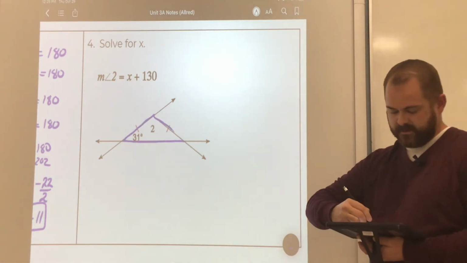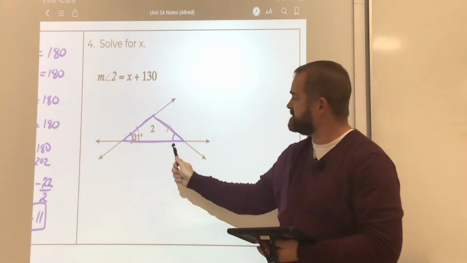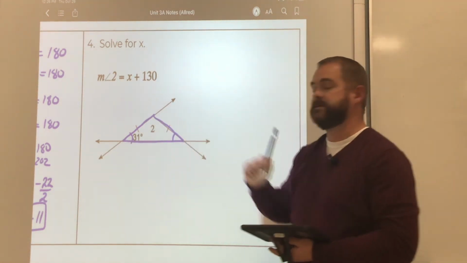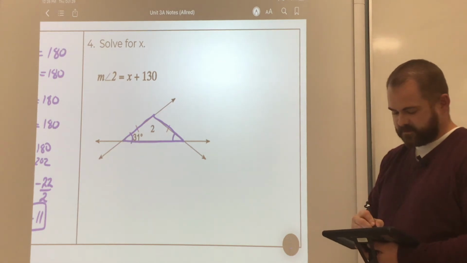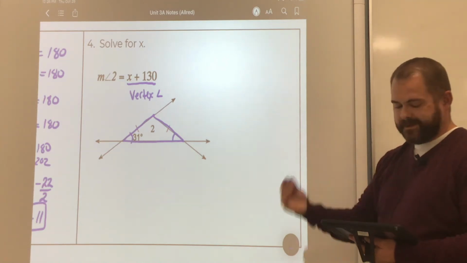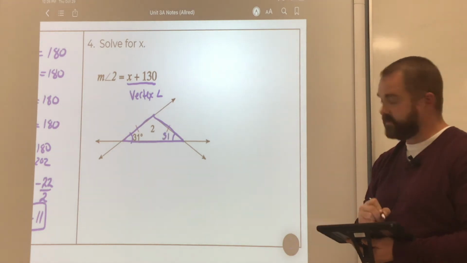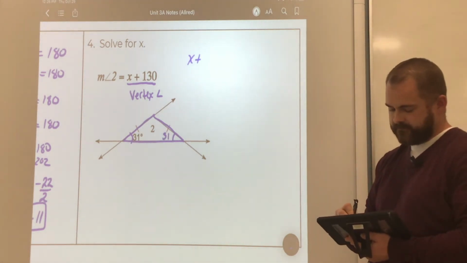This isosceles triangle, in which the base angles are congruent. I know these are both the base angles because they're along that base, that third side that's not congruent to the other 2. So when it says the measure of angle 2 is x plus 130, this is actually the vertex angle. All right. So again, I'm going to add all 3 angles to equal 180, but then this other angle would also be 31 degrees. So this is the equation we should have.